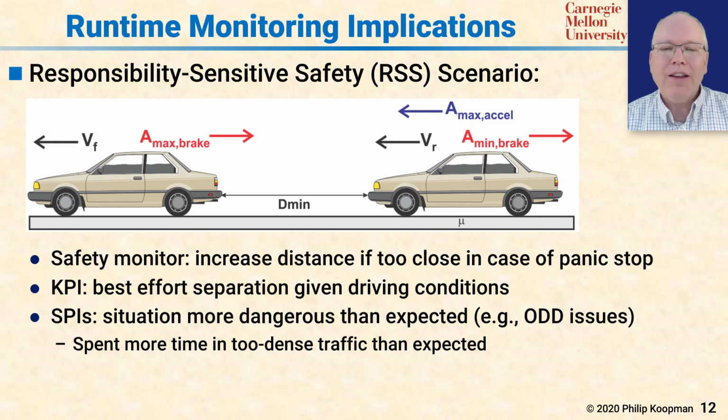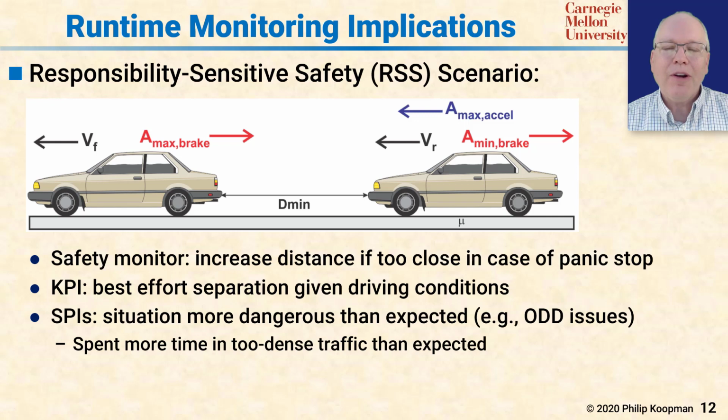SPIs are not about, is my car driving the way I would like it to drive? SPIs are not about whether or not I'm too close. I mean, part of the safety argument is you have a safety monitor to handle that, and you want to make sure that's working. But a bunch of other SPIs feel a little bit different. For example, some of the SPIs here will be more about, is the situation more dangerous than I expected?